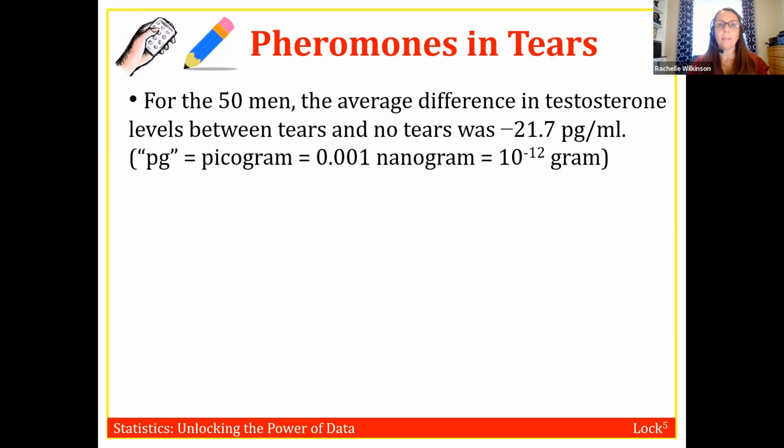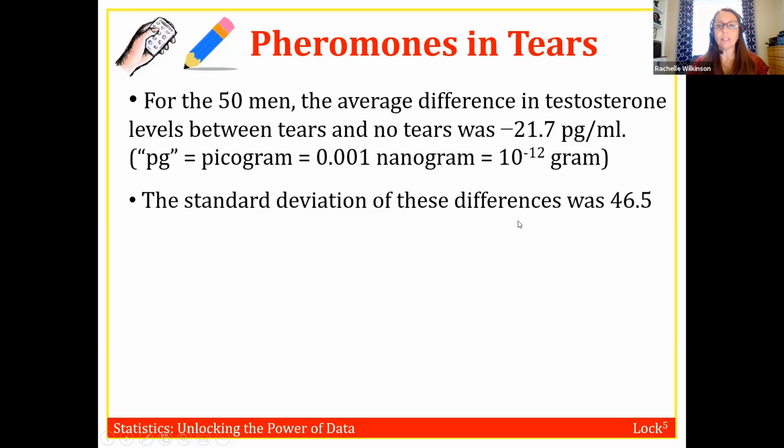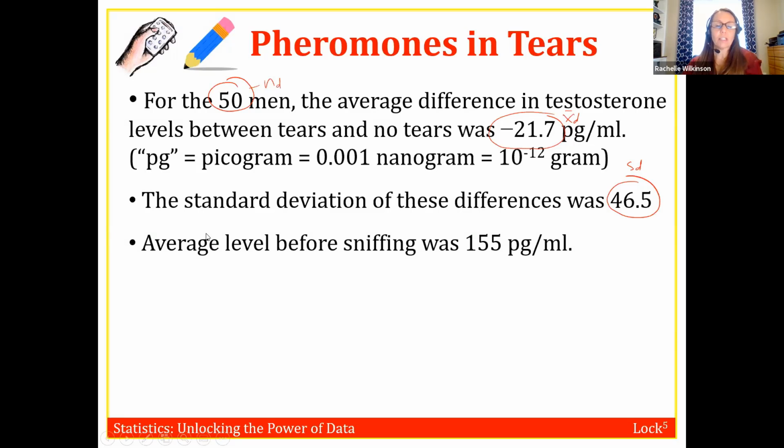For the 50 men, the average difference in testosterone levels between tears and no tears was negative 21.7 picograms per milliliter. And the standard deviation of the differences was 46.5. So what they've given us here is they've already found that differences column, and they found the mean of the differences. So this right here is going to be our x bar d. Okay, they found the standard deviation of the differences. So that's our SD. And the number of differences was 50. So that's going to be our ND. So just for your information, in case you're wondering, the average testosterone level before any sniffing was 155.